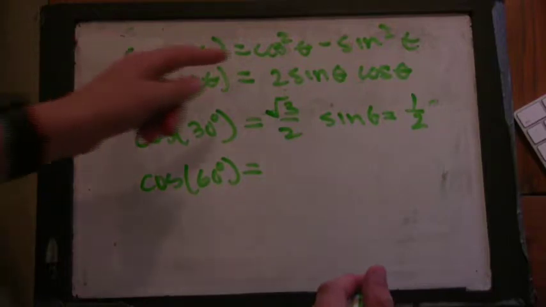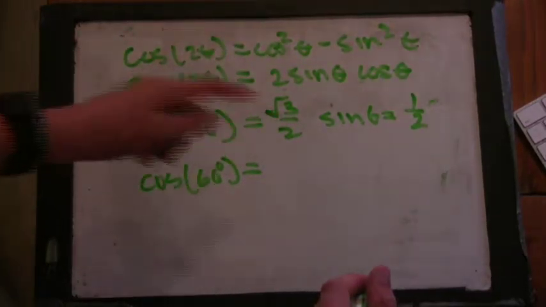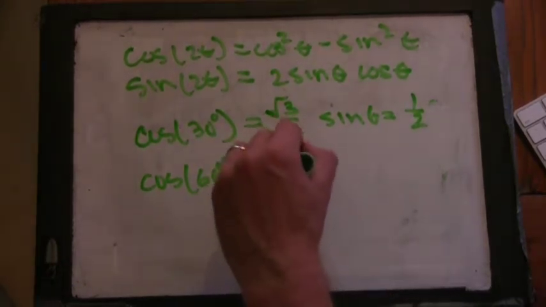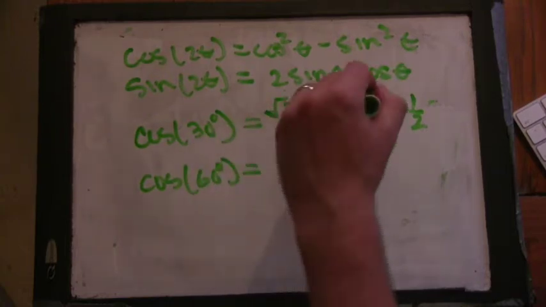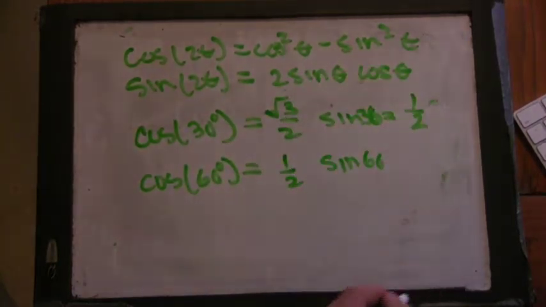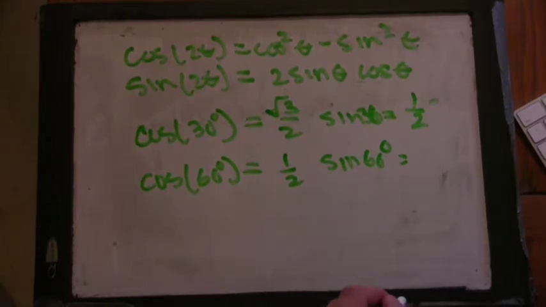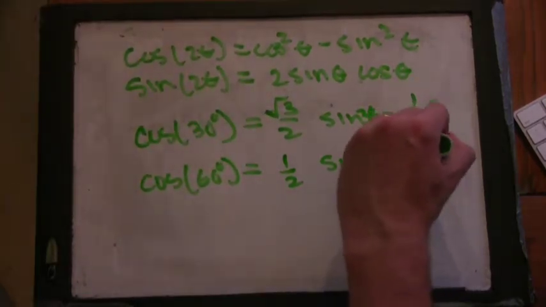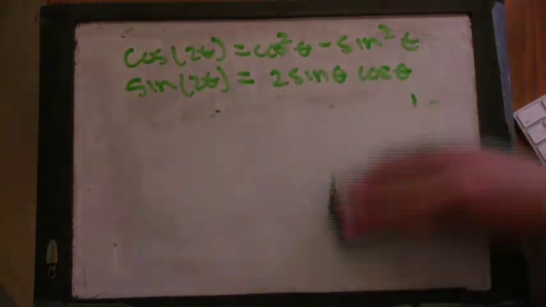So it's going to be 3/4 minus 1/4, 2/4, 1/2. How about sine of 60? What is sine of 60 to begin with? That's root 3 over 2. So that's 1 times root 3 over 2. So it works. And now here's a neat one.